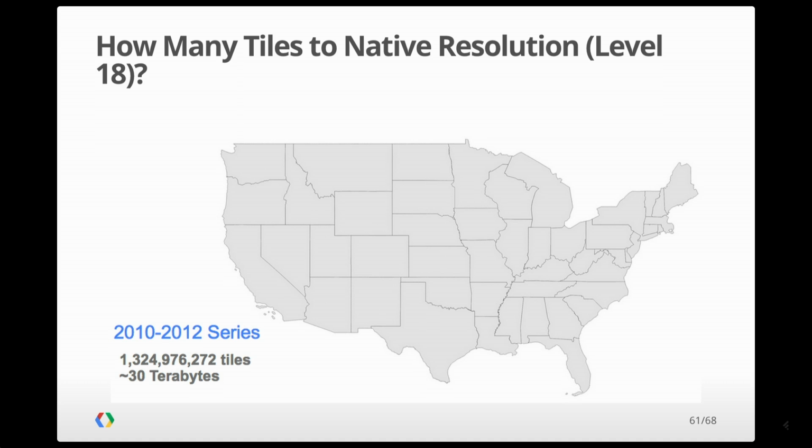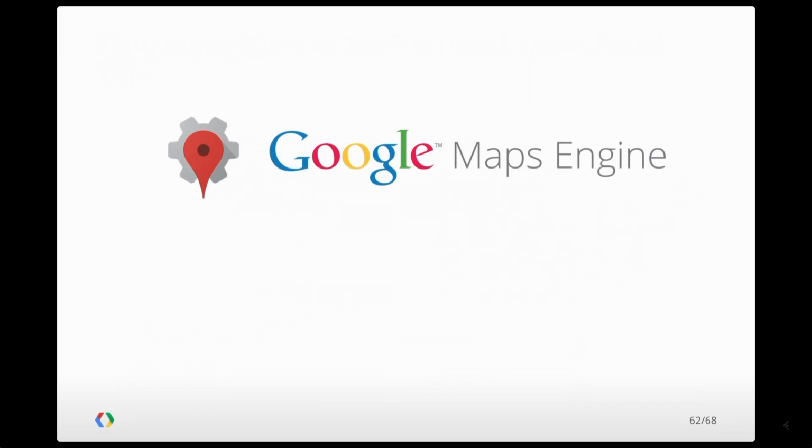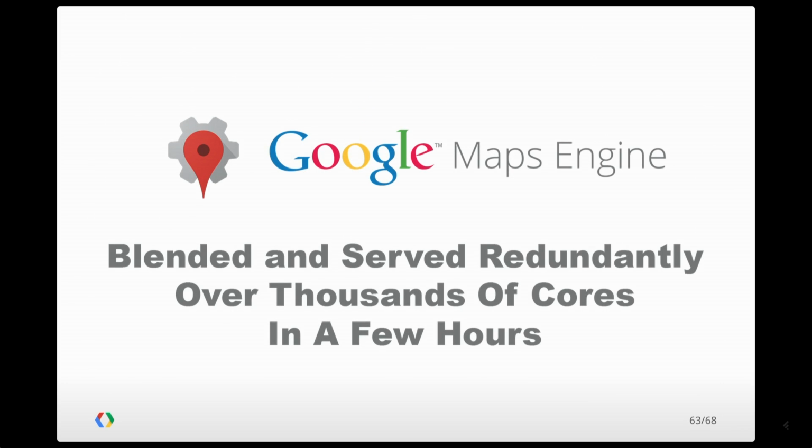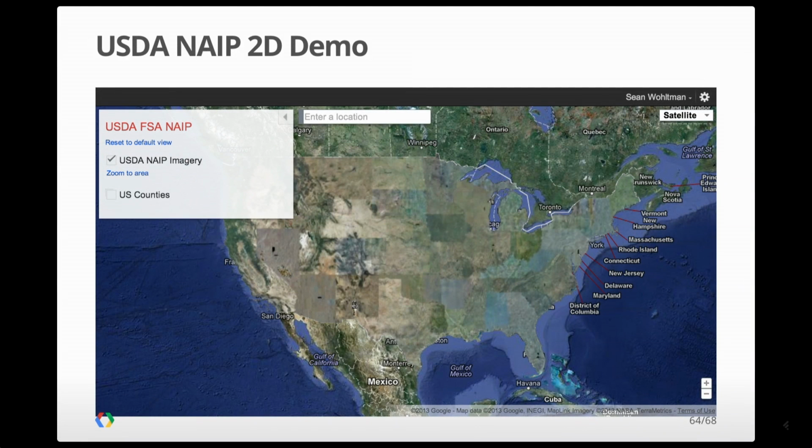My recommendation would be not to try to reinvent the wheel. So we took all of this, we put it into Google Maps Engine, and we blended and served redundantly over thousands of cores in a few hours. And when I say we served it redundantly, we're writing this to multiple data centers at once for you with Google Maps Engine. We only tile it out not to just one data center, but across multiple data centers, and it's ready in a few hours. So take a look at a quick preview of this.